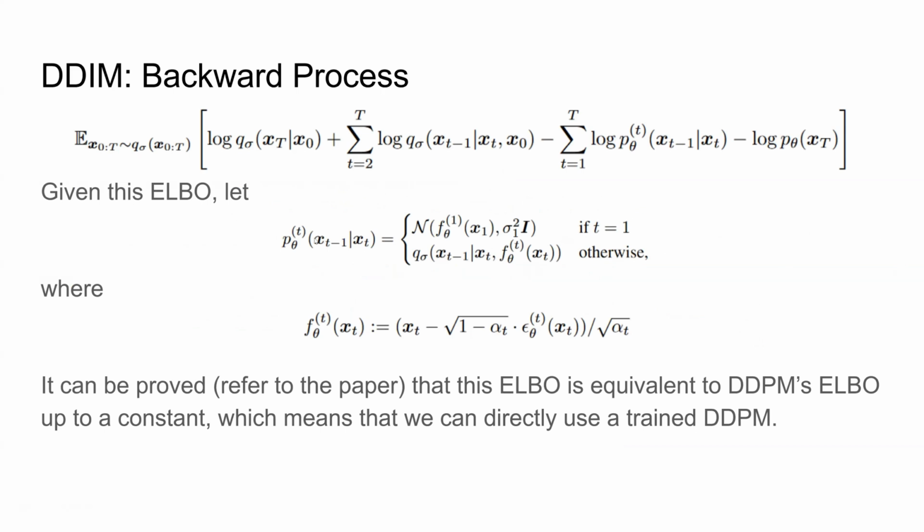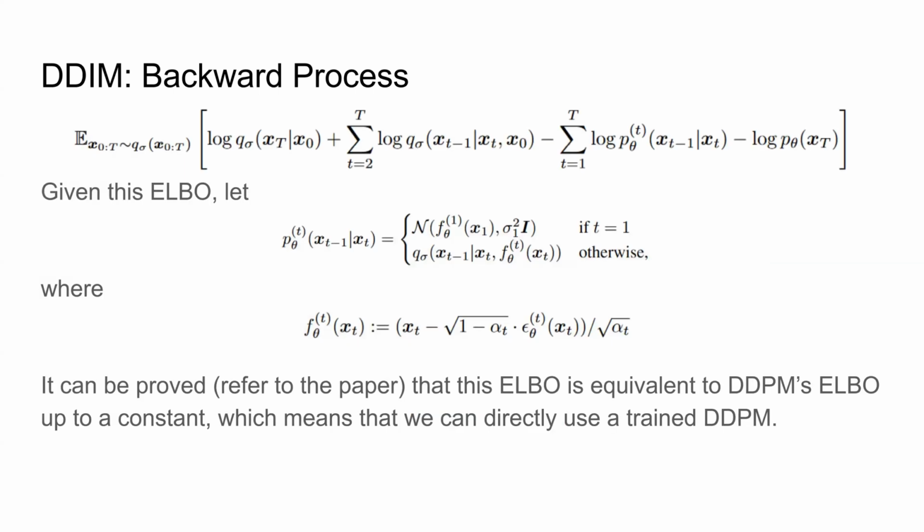And if we define the reverse process to follow these terms, it can be proved that this particular expression is equivalent to the DDPM ELBO up to a constant, which means that this plus a constant equals the DDPM objective. And because it's a constant, we don't need to care about it. Maximizing this particular expression is the same as maximizing the ELBO for DDPM, which indicates that we really don't need to retrain our model, which is very great.